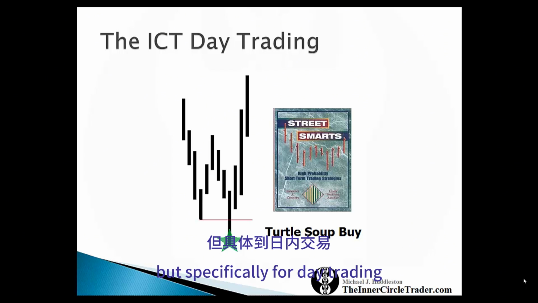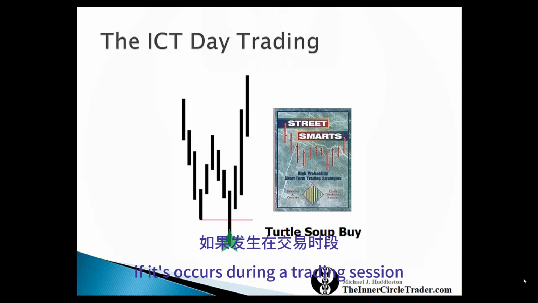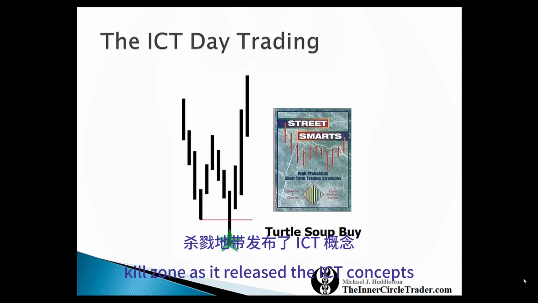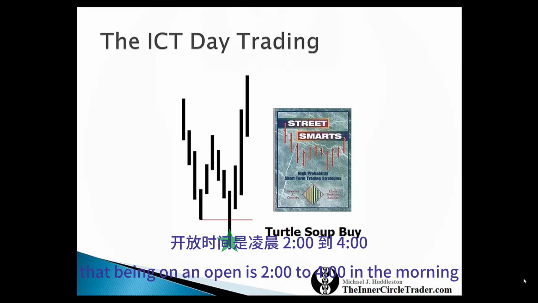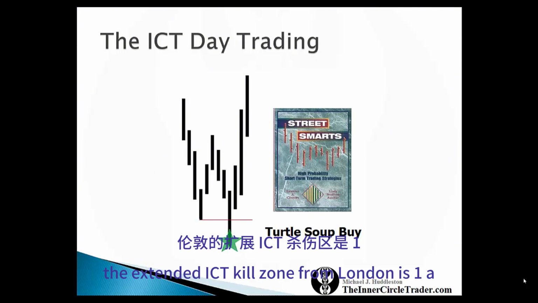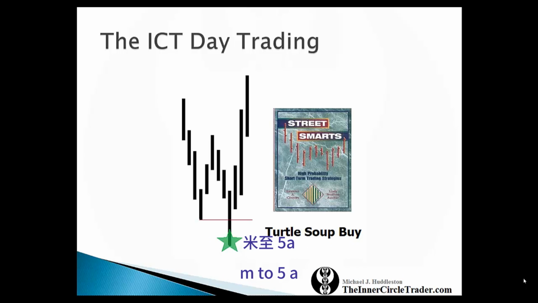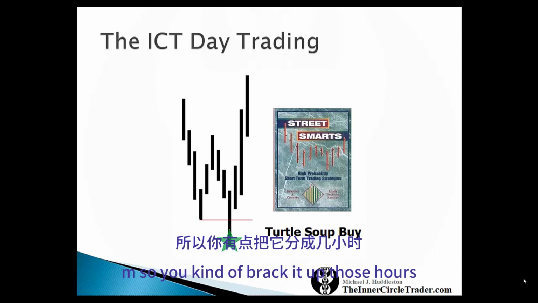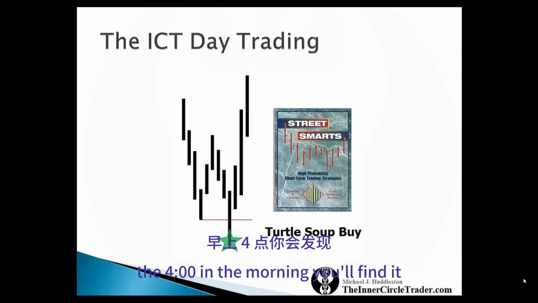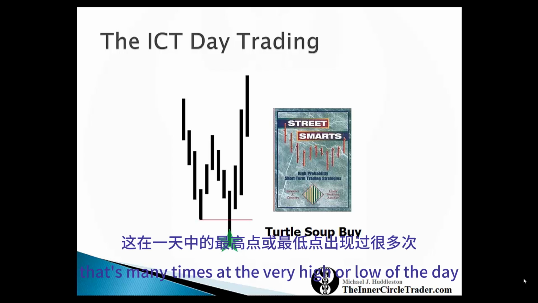But specifically for day trading, if this occurs during a trading session like the London Open or the New York Open kill zone, as it relates to ICT concepts, London Open is 2 o'clock to 4 o'clock in the morning New York Standard Time. The extended ICT kill zone for London is 1 a.m. to 5 a.m., so you kind of bracket out those hours, but the sweet spot is generally between 3 o'clock and 4 o'clock in the morning. You'll find that that's many times the very high or low of the day.